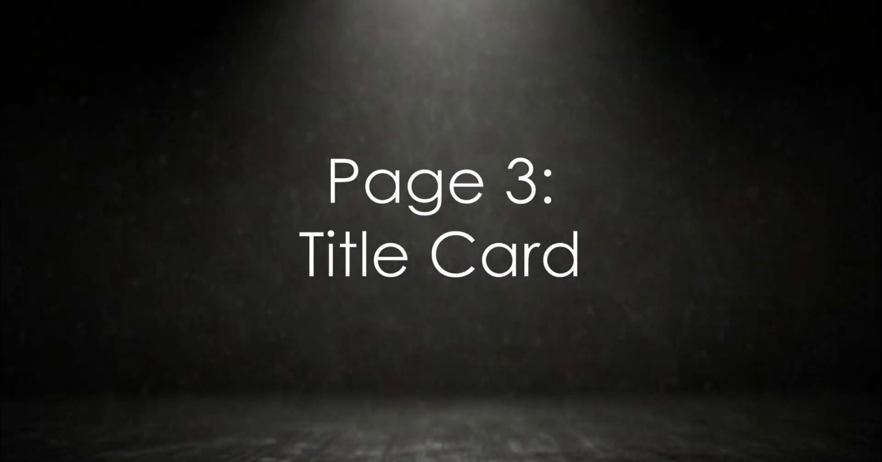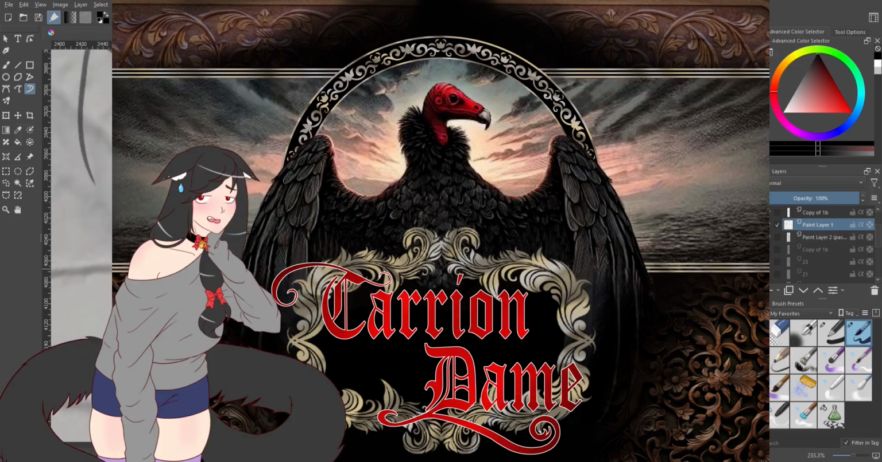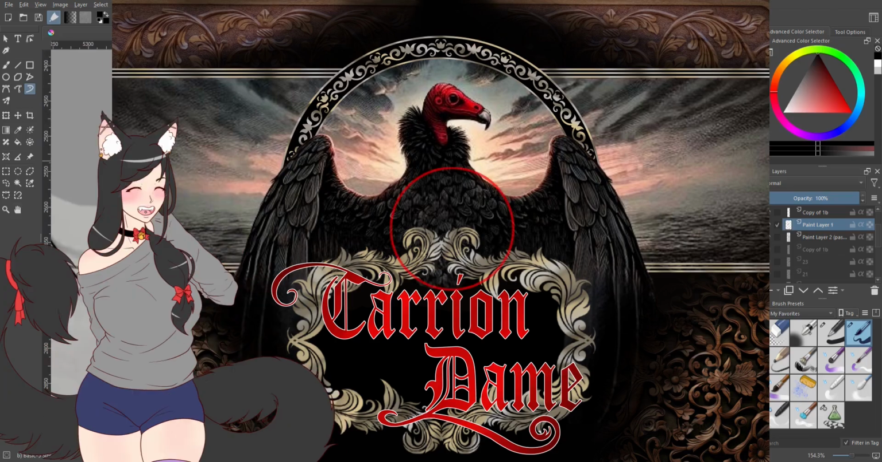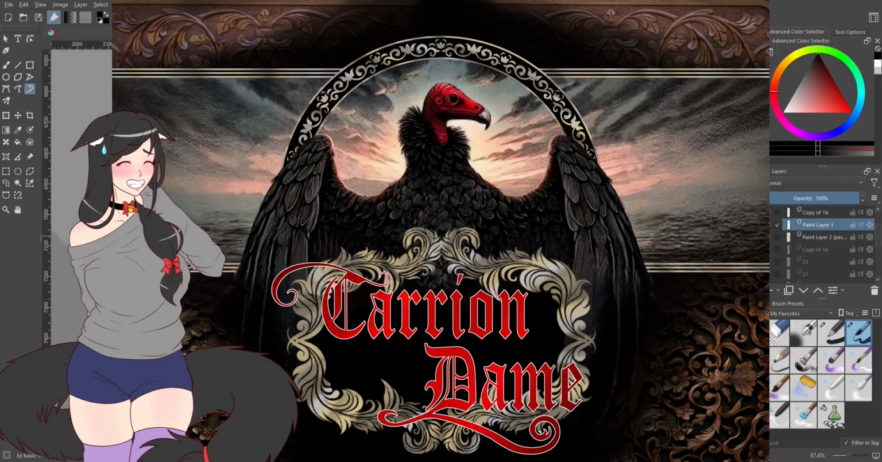Page 3, the title card. Making a title card was surprisingly challenging. I am not good at large details, but I improvised. Yes, the vulture in the middle was made by AI, but I did pull my weight. I did fix the little bit of plumage in the end, elongated the wing feathers, and extended the sky outwards. And that is it. I am not relying on AI. Please do not call the art police on me.